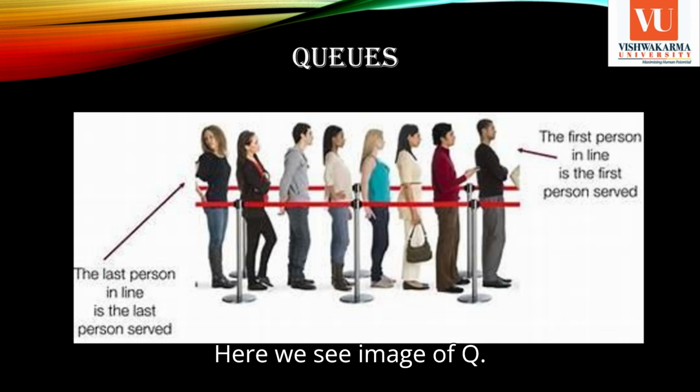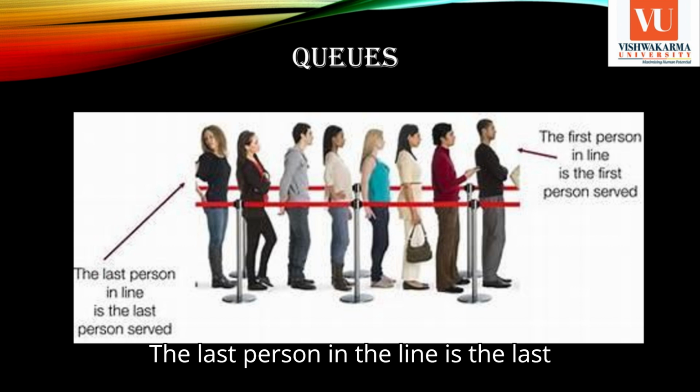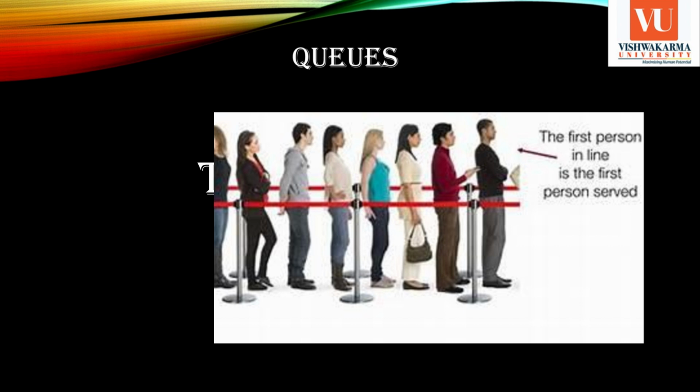Here we see image of queue. The last person in the line is the last person served. The first person in the line is the first person served.